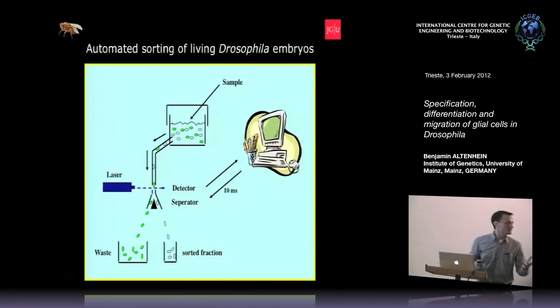We made use of actually a fly sorting machine, which is the same thing as a sheep sorter. It's a modified FACS machine, so it's a fluorescent sorting where embryos actually pass a laser beam, and whether or not they express GFP tells them whether they will be sorted into the sorted fraction or into the waste bucket. So we were able to use such an embryo sorter to sort living embryos, and it was about 1 million embryos that we sorted of different stages. It was very, very nice.